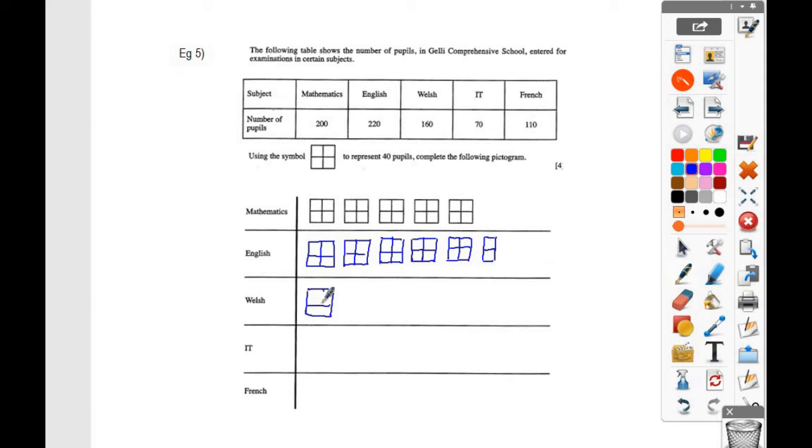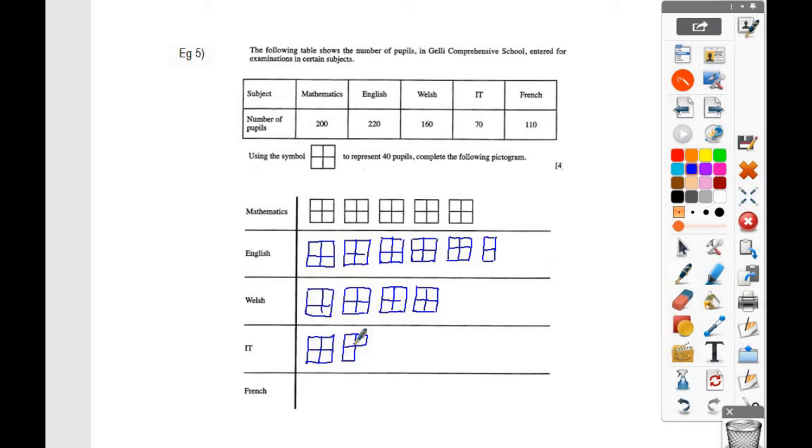So 40, 80, 120, and 160. IT is 70. So we've got 40, and then we need another 30. So that's going to be 3/4 of a symbol. Now it doesn't actually matter how you draw your 3/4. It can be in any orientation, any position, as long as you've got 3 blocks showing out of the 4.